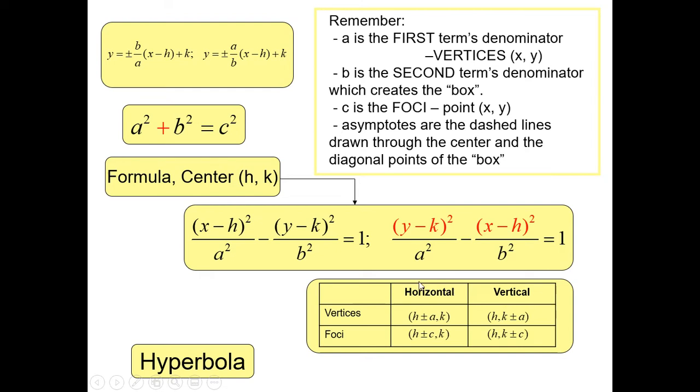All right, hyperbola. We had some things going on here. Remember, A is the first term's denominator, and we have vertices x, y. B is the second term's denominator, which creates the box in the center of the hyperbola. C is the foci. Asymptotes are the dashed lines drawn through the center and diagonal points of the box.